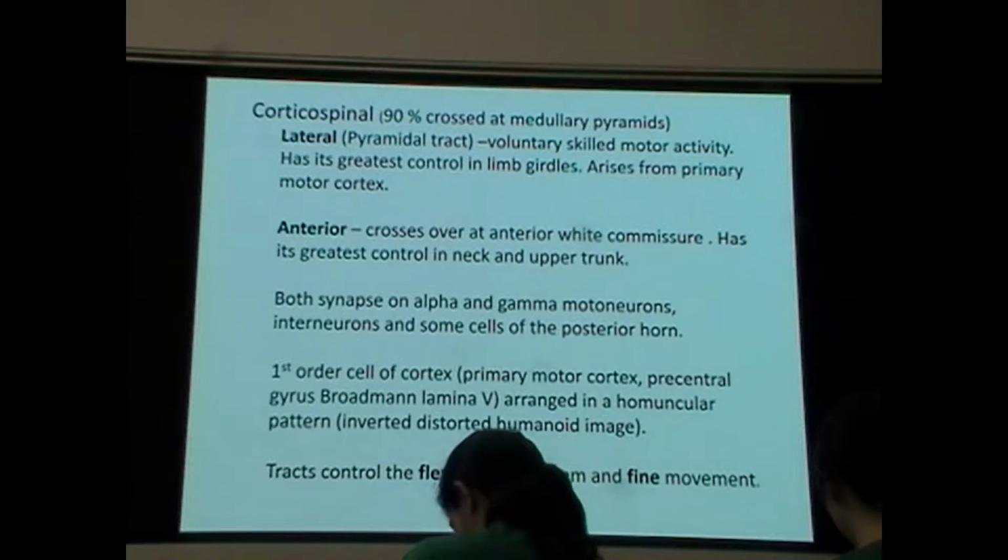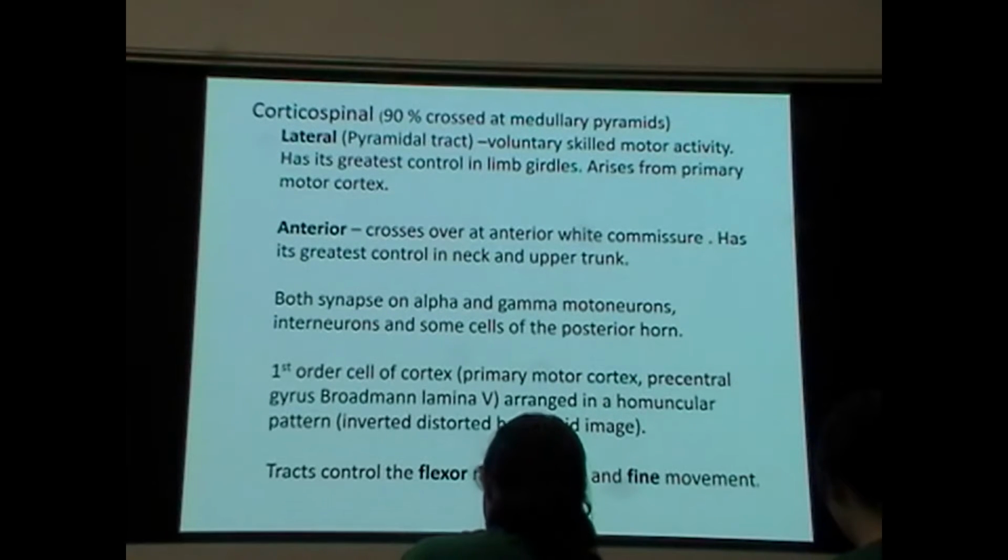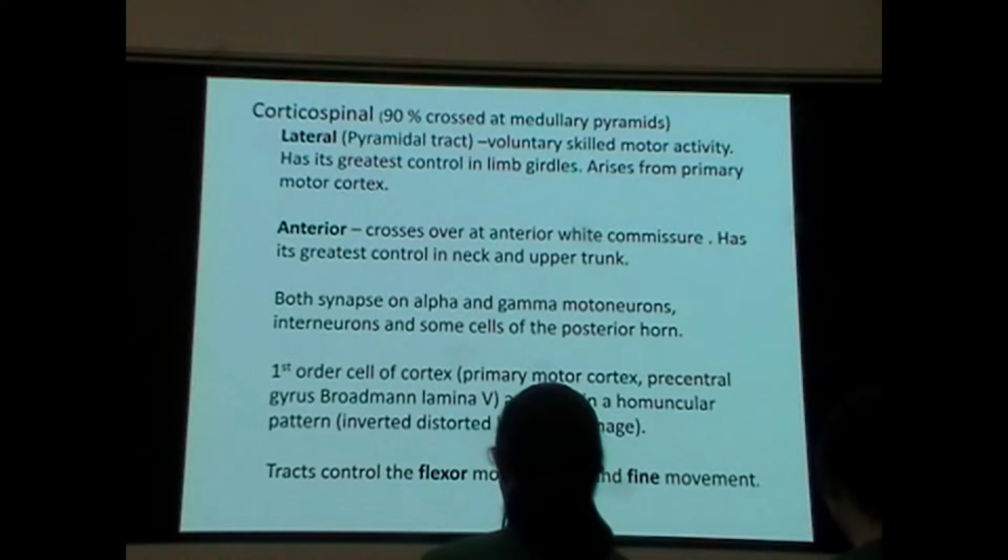The first order cells are in the cerebral cortex, the primary motor cortex, or the precentral gyrus. If you remember these cell populations, we talked about them in head and neck. We talked about this term called a homunculus. We can talk about it again in general, looking at the nervous system. What's a homunculus? How would you describe a homunculus?